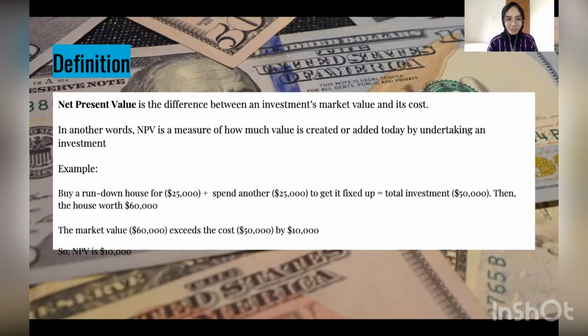For example, the firm buys a rundown house for $25,000 and spends another $25,000 to get it fixed up. And then the total investment becomes $50,000. Then the house is worth $60,000. The market value exceeds the cost by $10,000. So the net present value is $10,000.